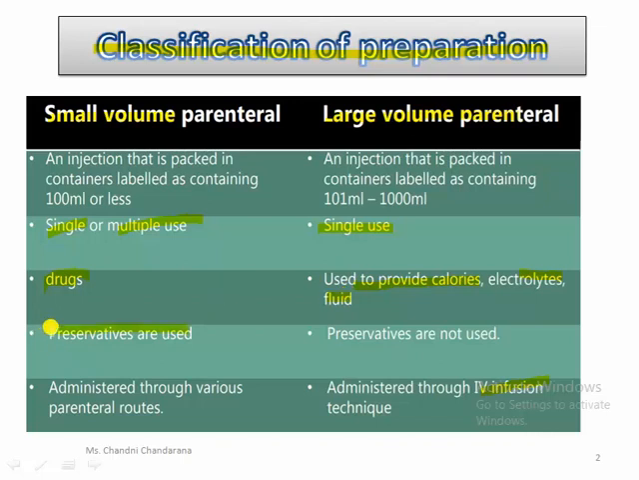Now, in small volume parenteral, we use preservatives, because obviously it is used multiple times, so we require a preservative. But here, in large volume parenteral, the preservatives are not used. Small volume parenteral is administered through various parenteral routes. As we have seen in the routes of administration, it can be given by any route like intravenous, subcutaneous, or intraocular route. Now, large volume parenteral is administered through the IV infusion technique. So this is the basic difference between small volume parenteral and large volume parenterals.